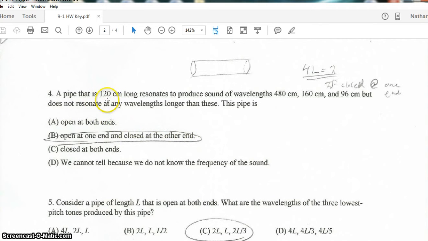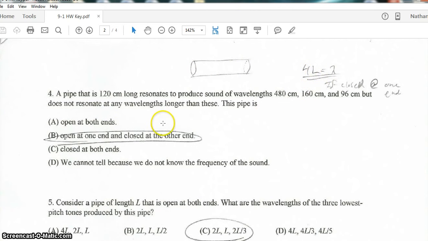So then question 4 here, probably one that we did pretty well on as well. They give us a pipe that is length 120 centimeters, and then they tell us these sounds of 480, 160, and 96 are produced, but none others resonate longer than this. So even if I just focus on that first wavelength, the longest possible wavelength would be 480, which is 4 times as long as the length of the pipe. And so most of us hopefully are comfortable enough to realize that the only way that happens is if one end is open and the other end is closed. That's the only way we can get the wavelength equal to 4L.